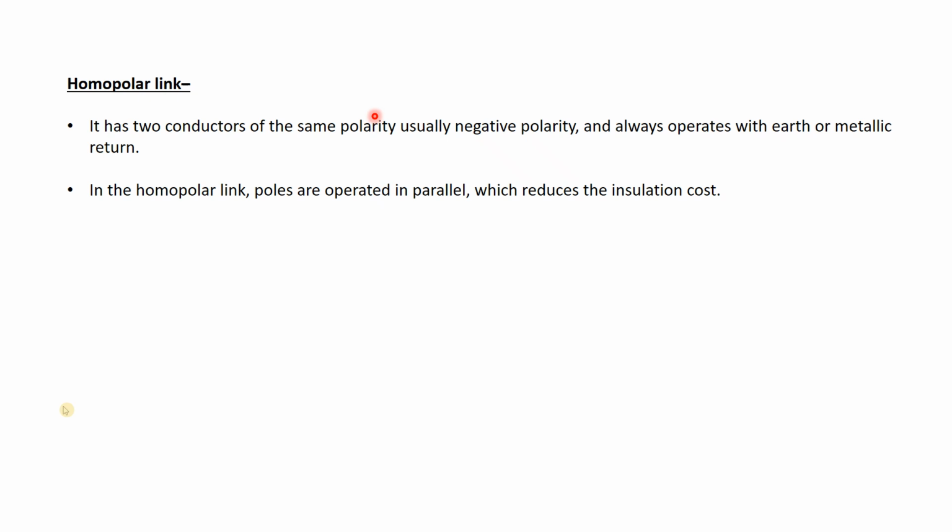So the poles are operated in parallel. That means, in the sense that, if I may show you in this way, one conductor is flowing like this, another conductor is flowing like this. So they are originating from the same cross arm, and insulators are there. So they are connected to the same insulator.